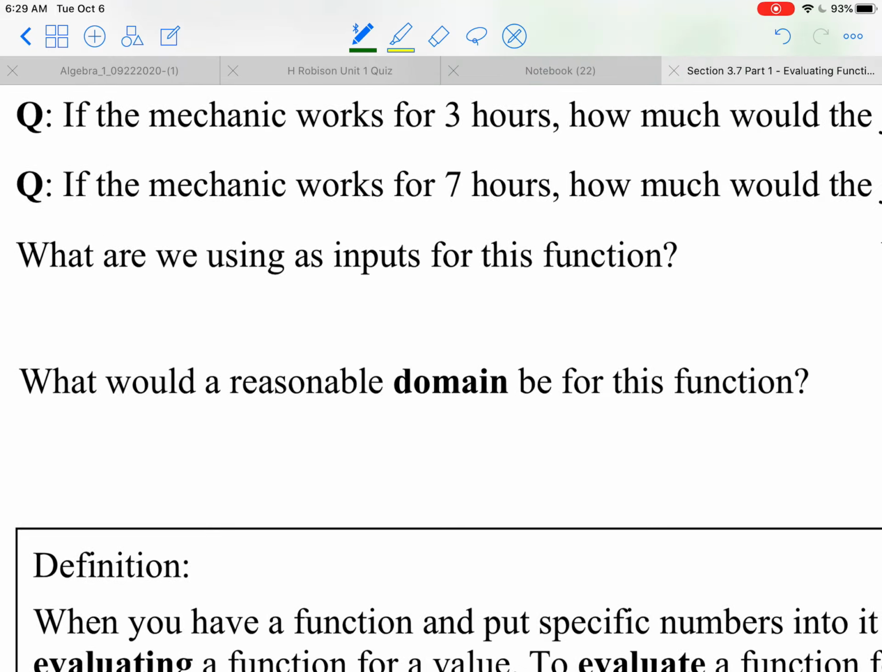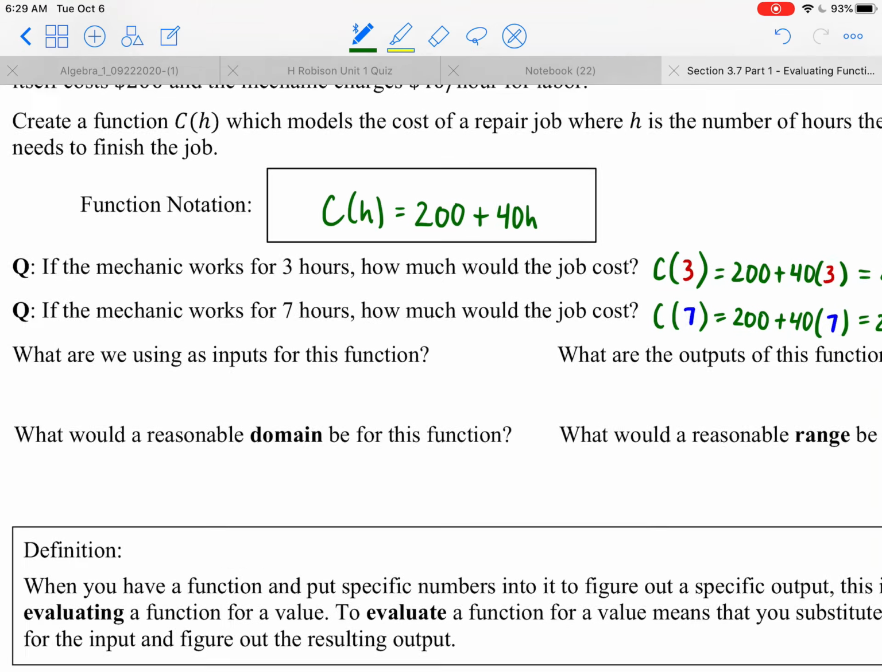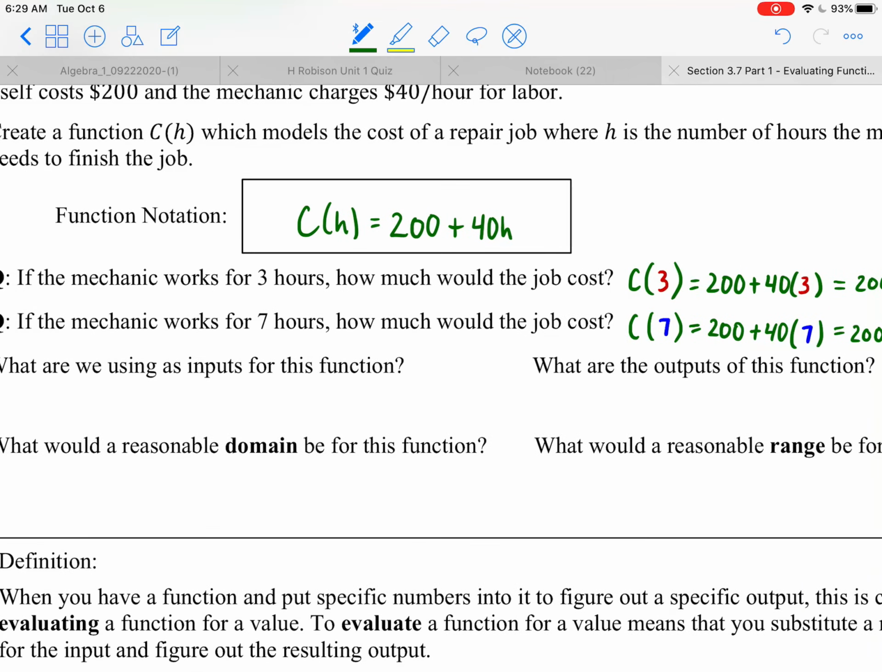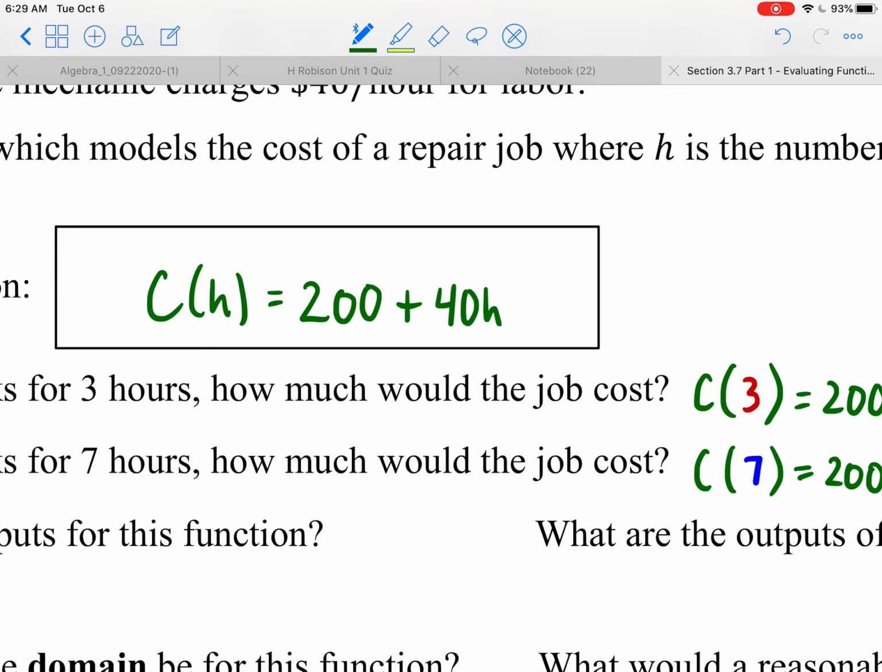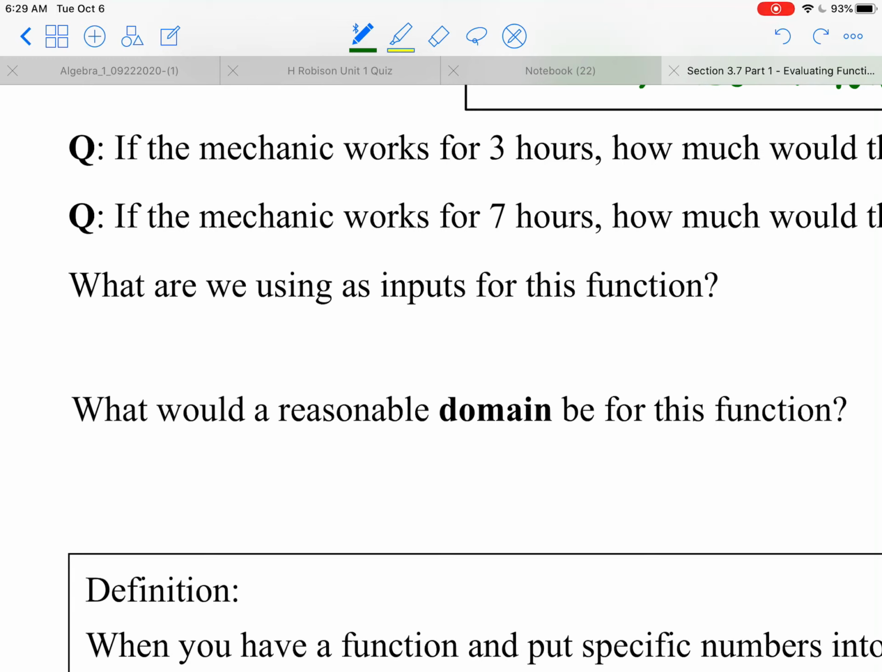Okay, so what are we using as inputs for the function? Again, this is a function. It's kind of a machine of sorts that takes inputs and gives us outputs. So what are the inputs? What are we putting into the function? It's the number of hours. Hashtag, or if you're old like me, we call this the pound symbol.